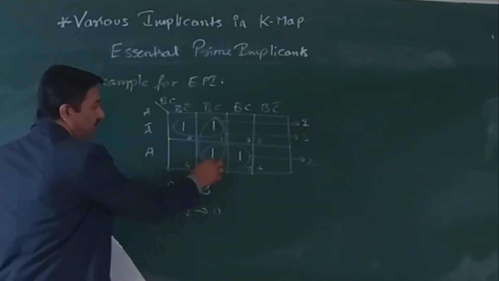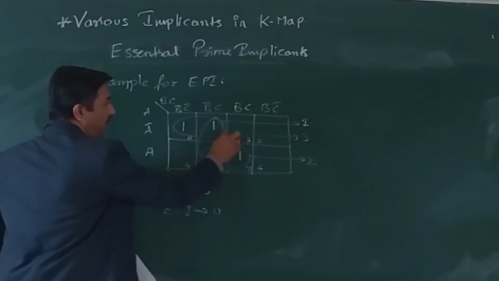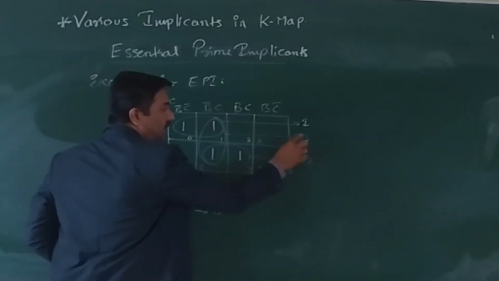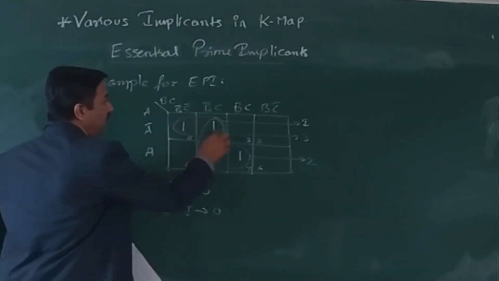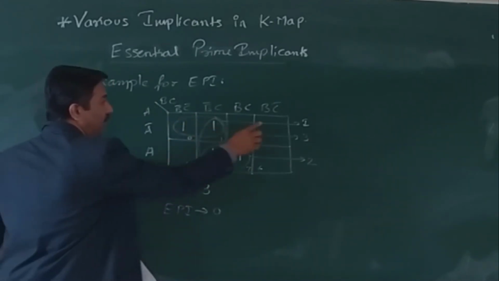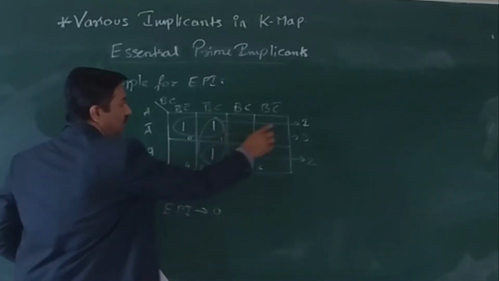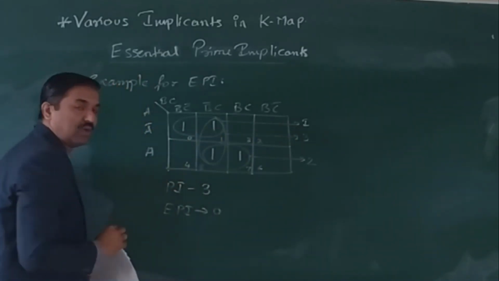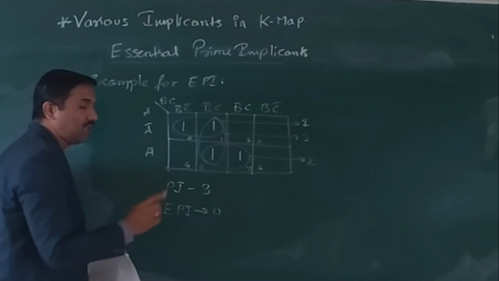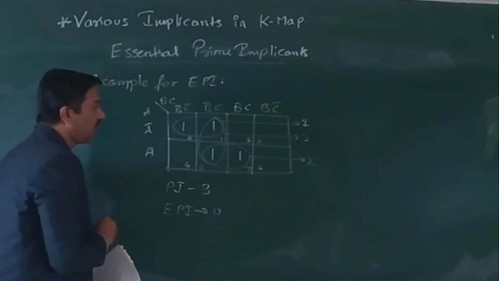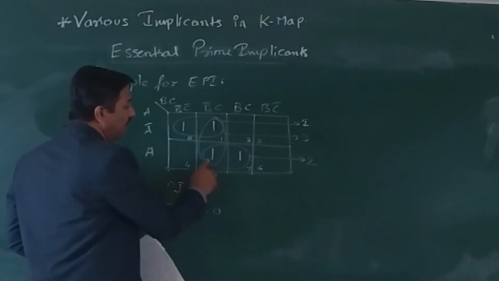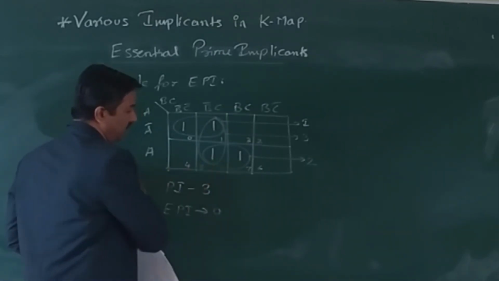So it is grouped with this one, and this pairing is represented as group number 3, and this one is also getting paired with group number 1, that is with 0. So as it is covered in both groups, I cannot consider it as an essential prime implicant. Okay, now let me go with this one.